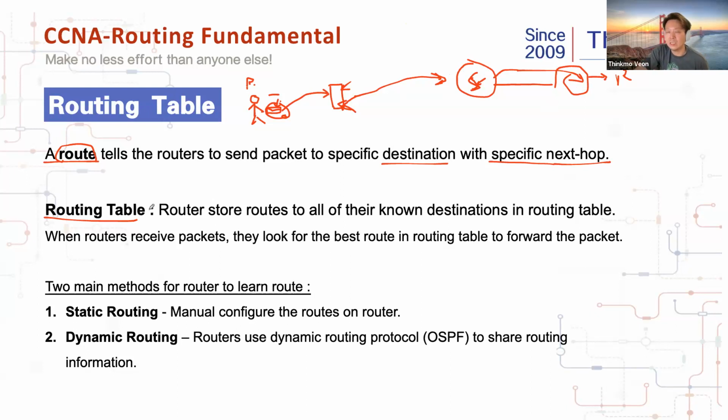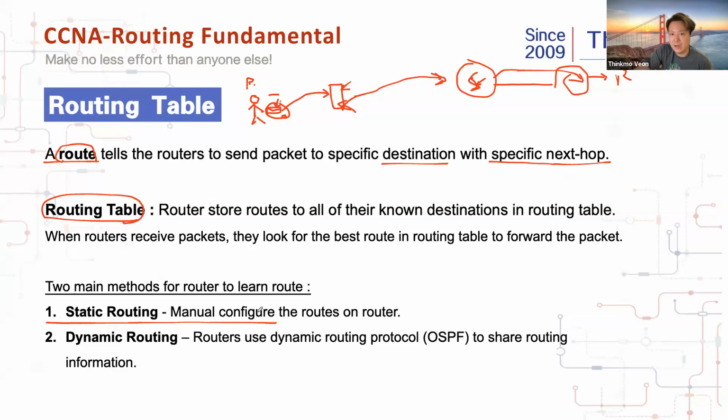So the router is just like the postman, forwarding the mail until it reaches the last receiver. This routing table stores all the paths that the router can use to deliver the packet. For the routing table, we have two ways to configure. One is manual configuration.